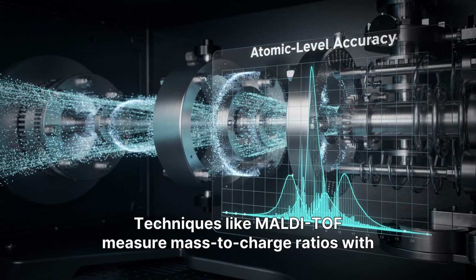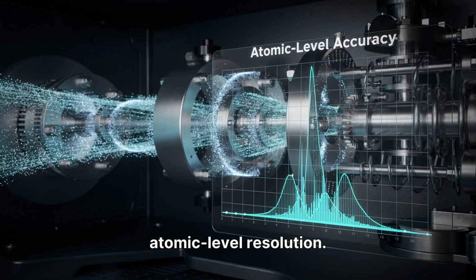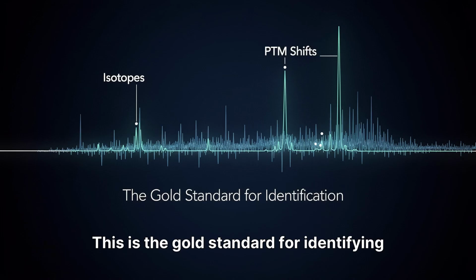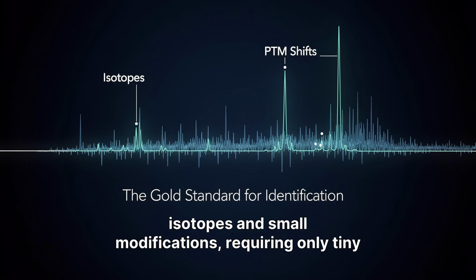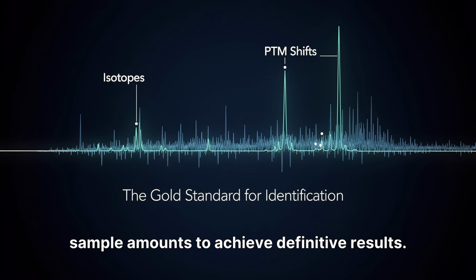Techniques like MALDI-TOF measure mass-to-charge ratios with atomic level resolution. This is the gold standard for identifying isotopes and small modifications, requiring only tiny sample amounts to achieve definitive results.